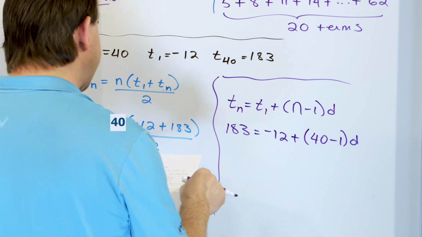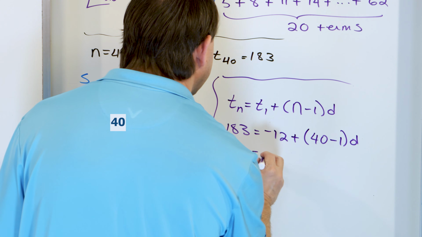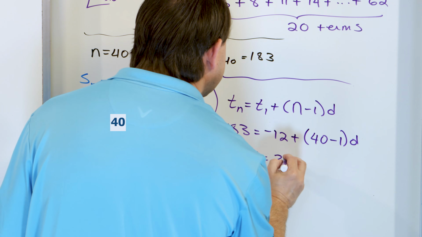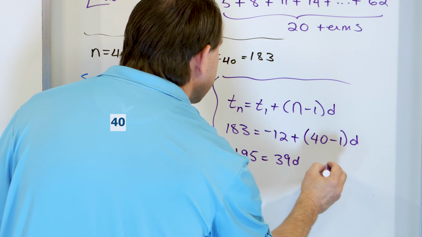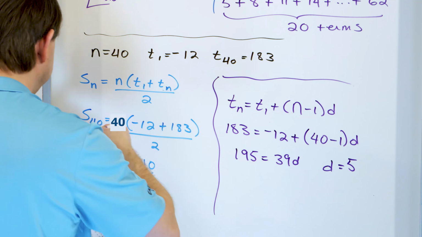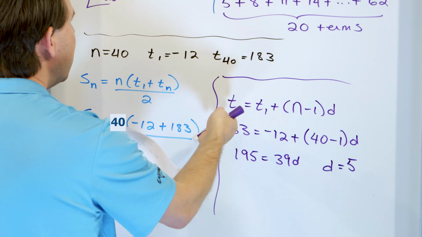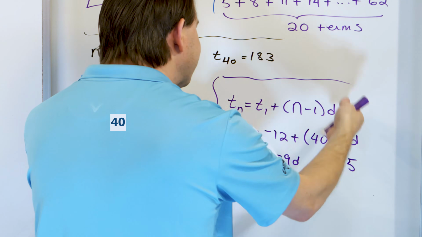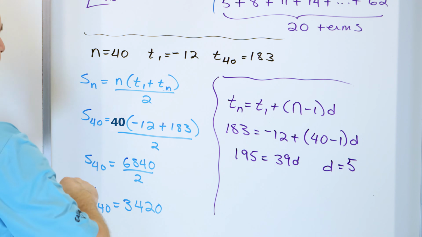So when you take 183 and you add 12 to it, you're going to get 195, and over here you're going to get 39 times d. And if you take 195 and you divide by 39, you're going to get a d of 5. That means these terms are spaced out by 5. You're never going to be able to figure this kind of thing out just by staring at the numbers. You have to use the equation to predict all the terms in the sequence or in the series to figure that out.